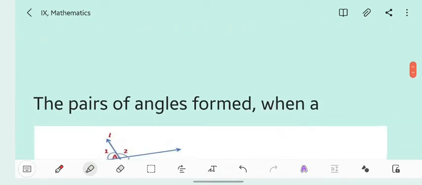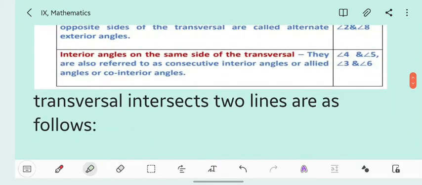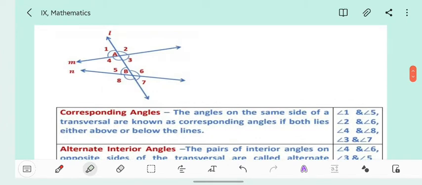And the pairs of angles formed when the transversal intersects two lines are as follows. Number one is corresponding angles. The angles on the same side of a transversal are known as corresponding angles if both lie either above or below the lines. That depends upon the positional angles. So this is above the line, to the left hand side of the transversal on line M, and the angle 5 is to the left hand side of line N intersected by the transversal, the same side, right?